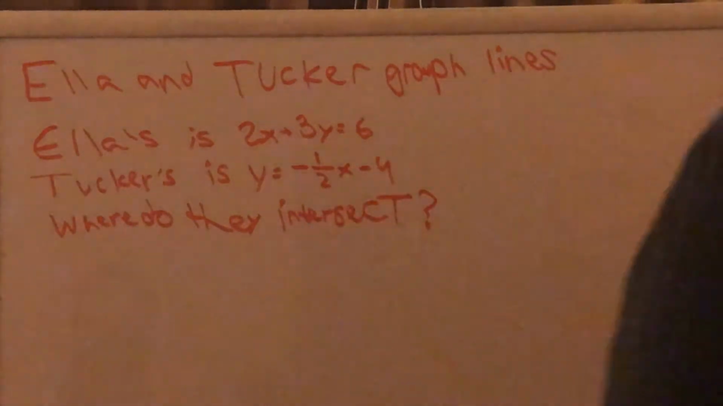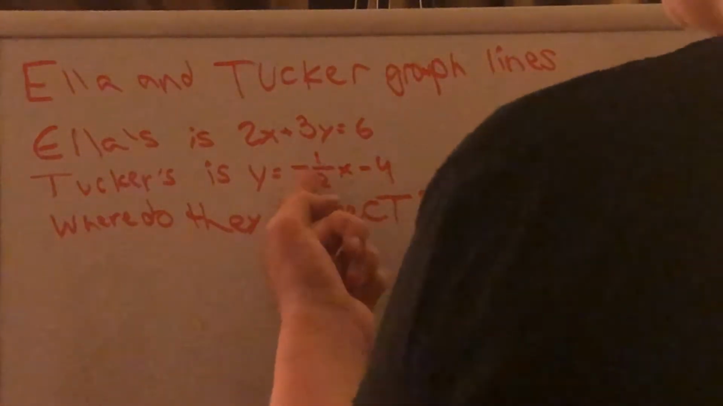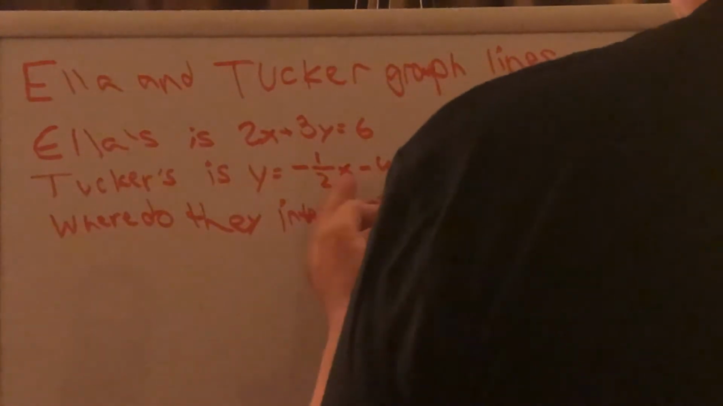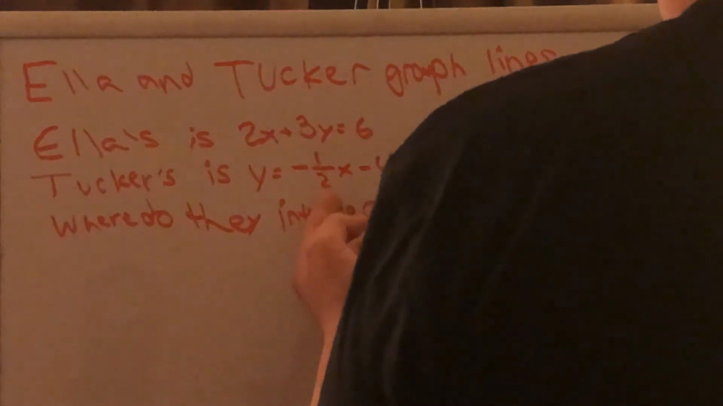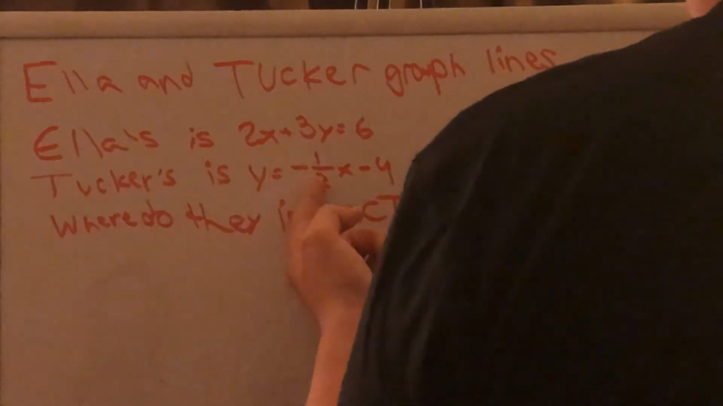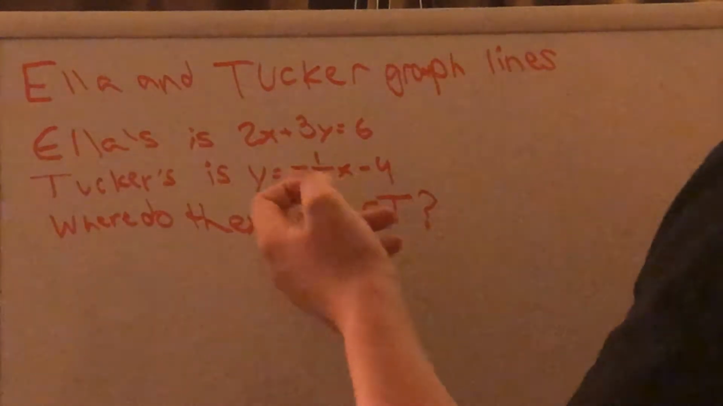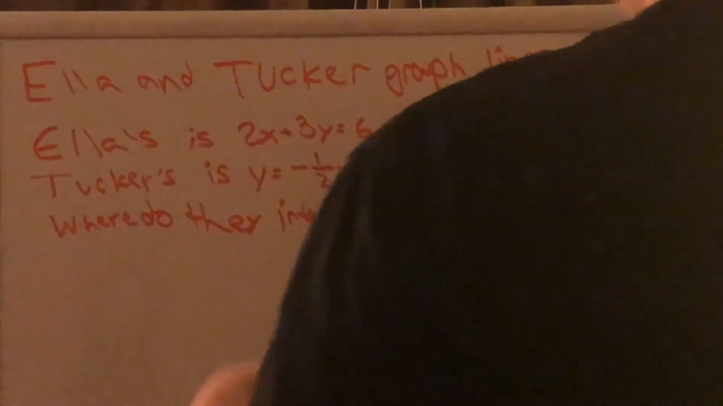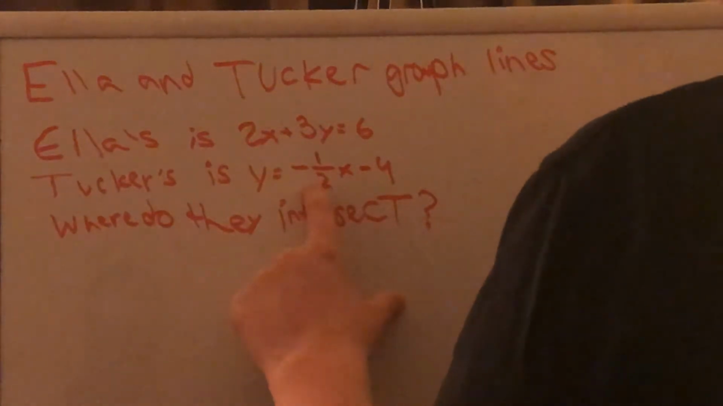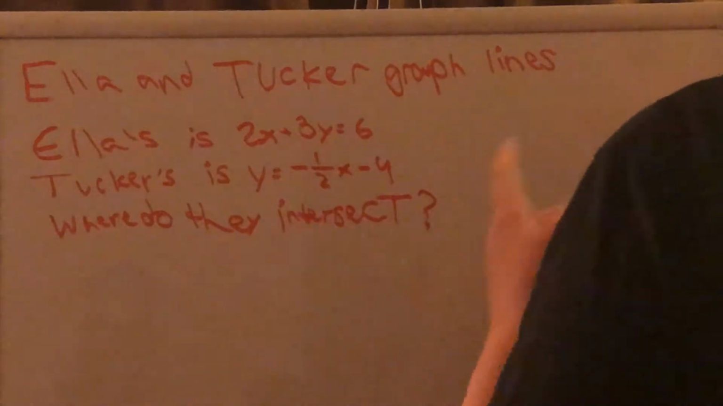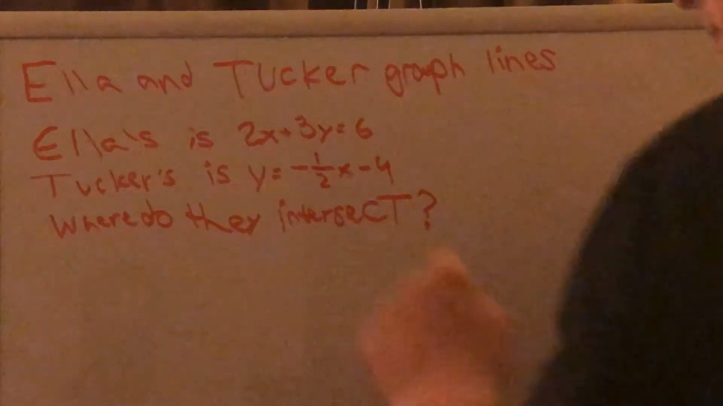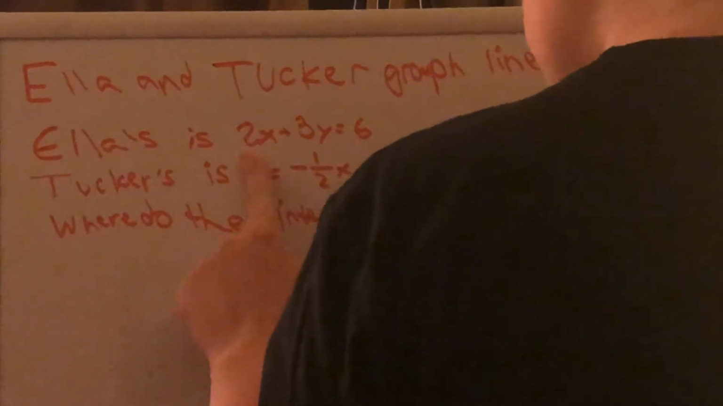So how could we put Tucker's in standard form? Well, I'm going to keep the 4 over here. I'm going to move this 1/2 x over here. So then it would be y plus 1/2 x, because we would add this to both sides, equals 4. But we don't want to have that 1/2 in our standard form equations.